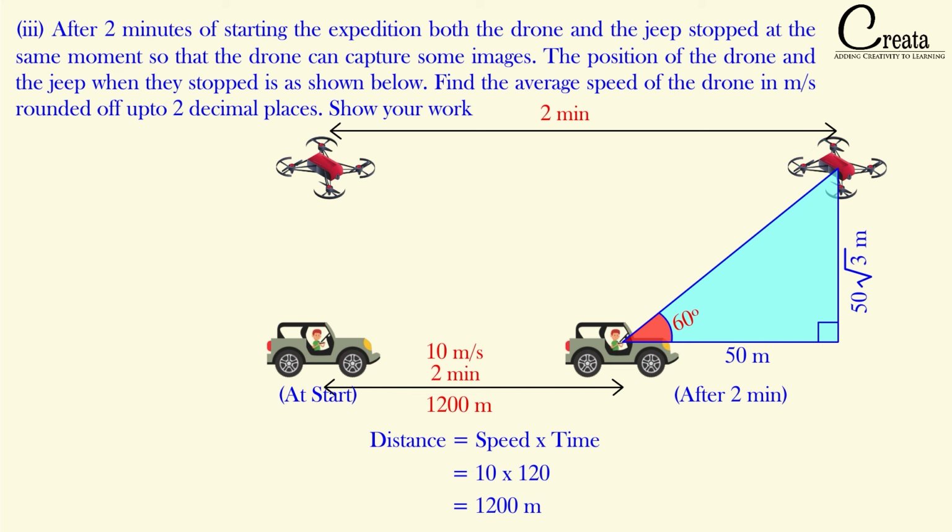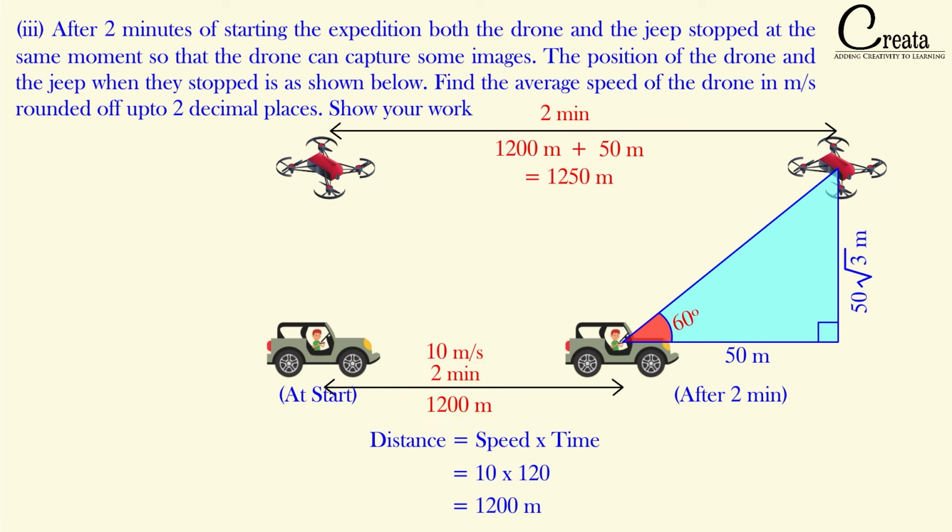And just now we have calculated the horizontal distance between the jeep and the drone as 50 meters. So how much distance has the drone traveled after starting of the expedition? The drone has traveled 1200 plus 50. This is the total distance. So 1250 meters the drone has traveled. The total distance traveled by the jeep is 1200 meters in 2 minutes. And the total distance traveled by the drone in 2 minutes is 1250 meters.